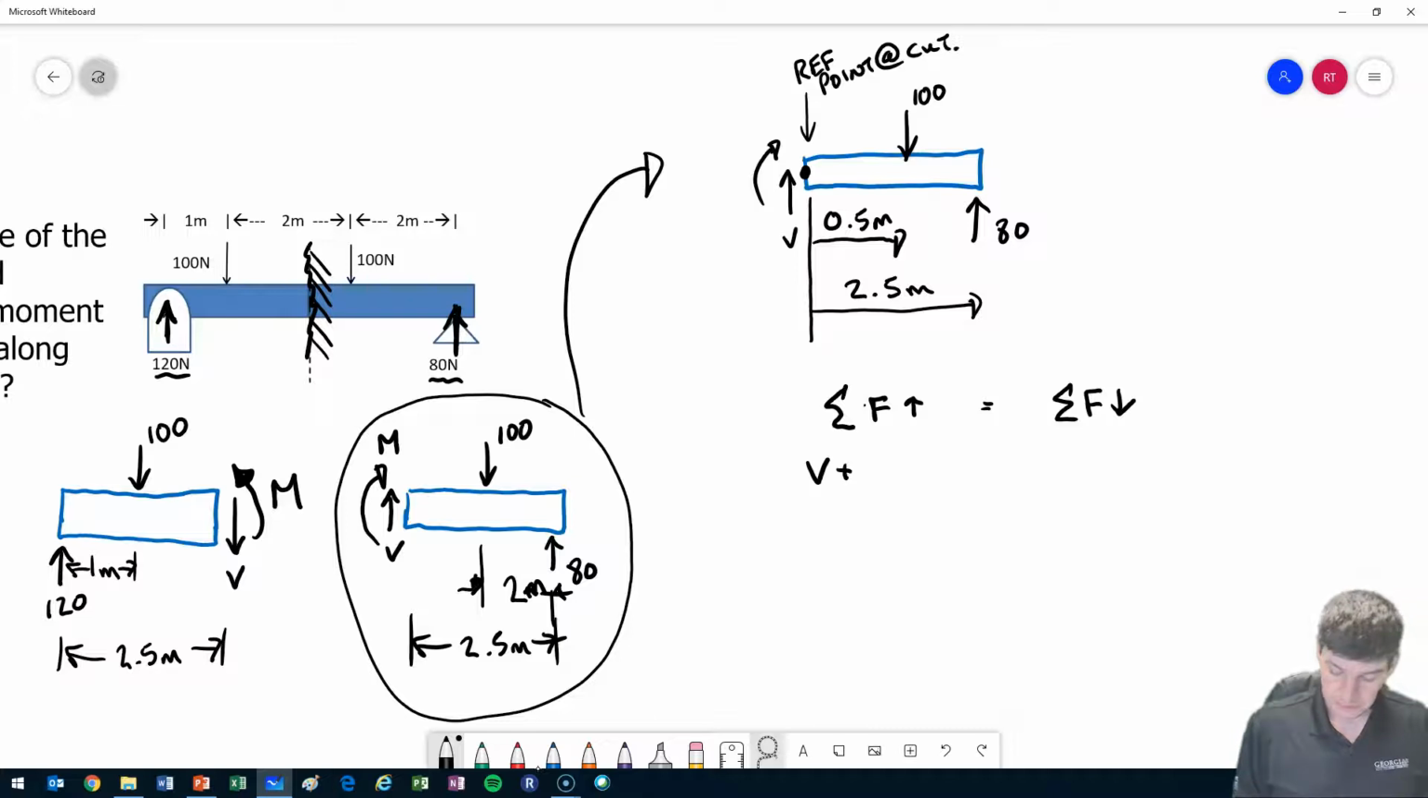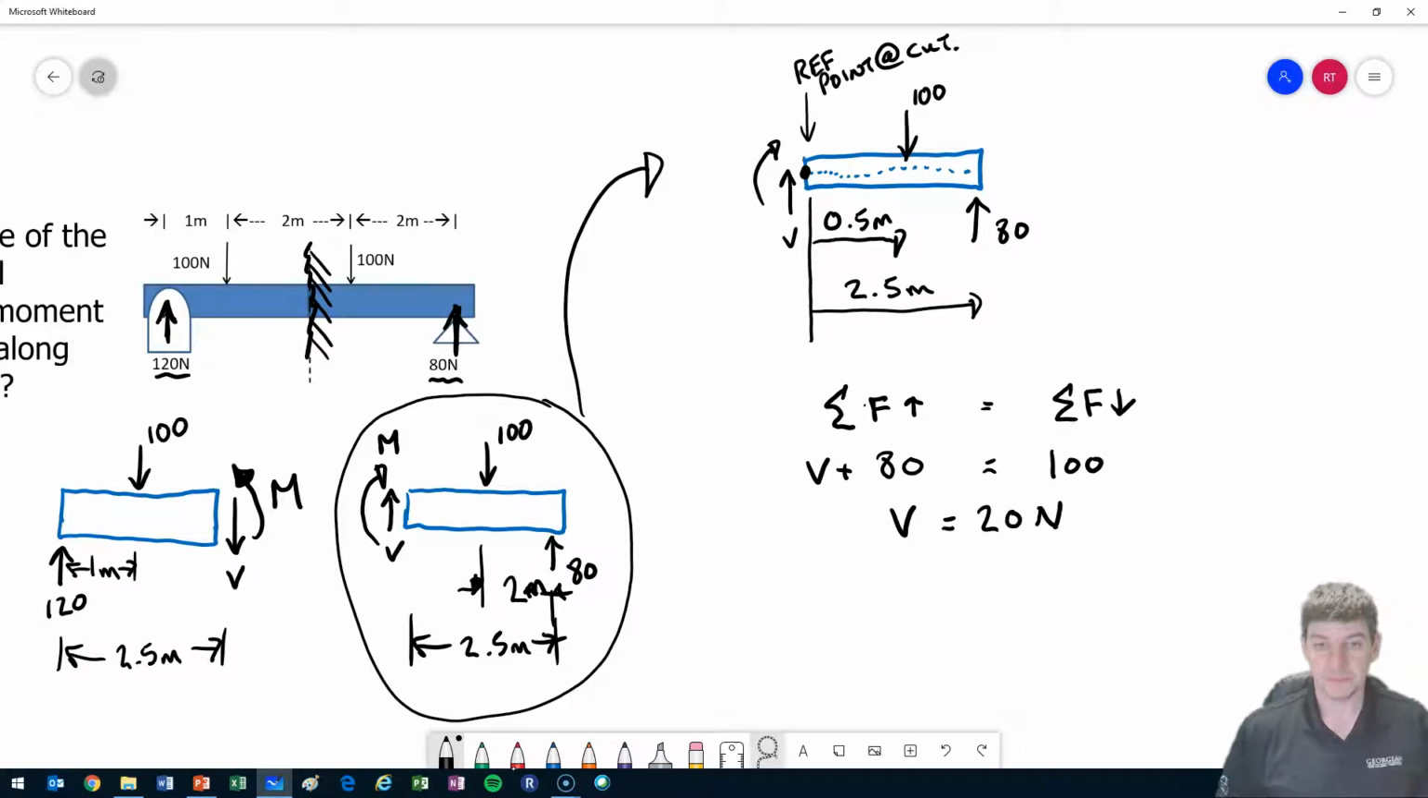V plus, well, I'll just work my way across. So I got V going up. I have 100 going down. And I have 80 going up. So 80 on this side. And I could solve to say V is equal to 20. And I guess that would be units of newtons.